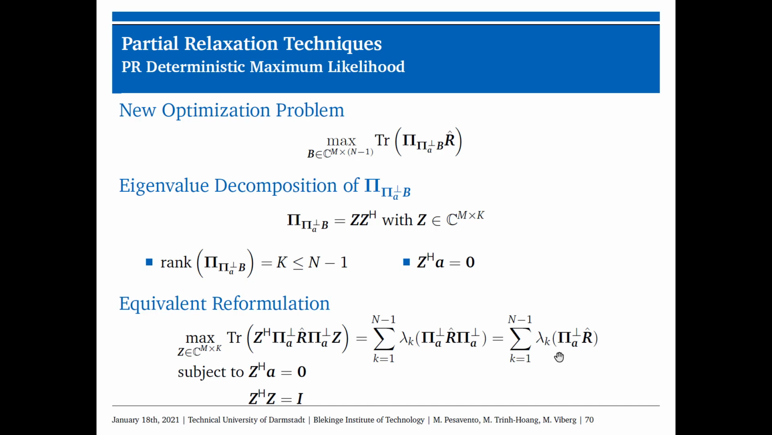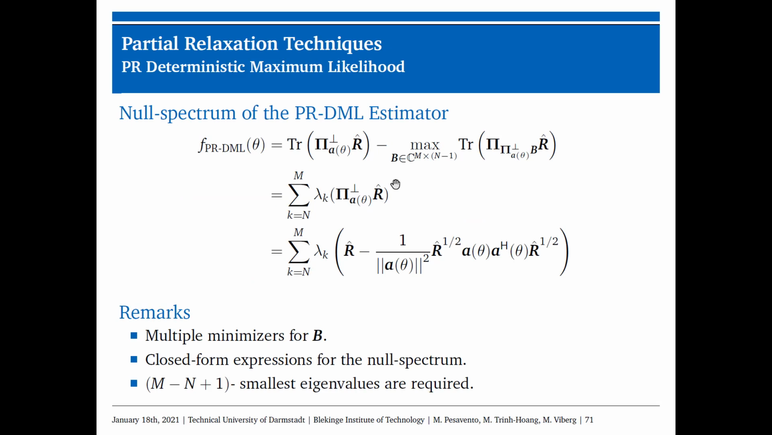Plugging this result back into the original cost function, we obtain a closed form expression for the null spectrum of the PRDML estimator, which comprises the m minus n plus 1 minor eigenvalues of this matrix argument. The matrix argument is direction dependent, so for each candidate direction in the field of view we have to compute this expression. At this point, we also provide an alternative expression to compute the PRDML null spectrum, and the reason why we introduce this case will be explained later.